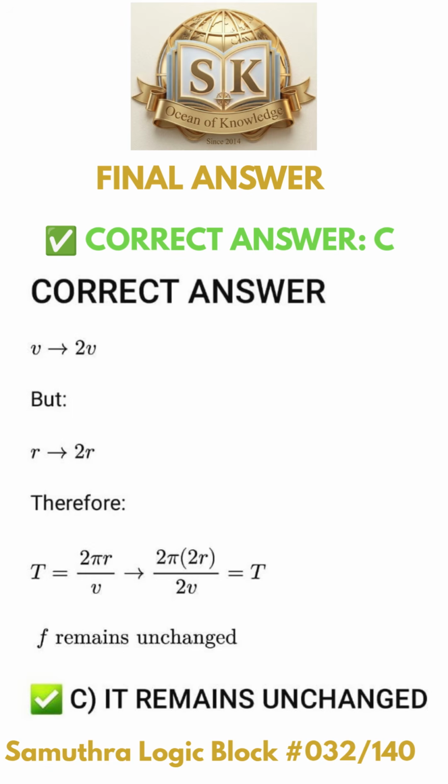When speed doubles, radius also doubles. In 2 pi r by v, both changes cancel. The time period stays constant, so the correct answer is C. The frequency remains unchanged.